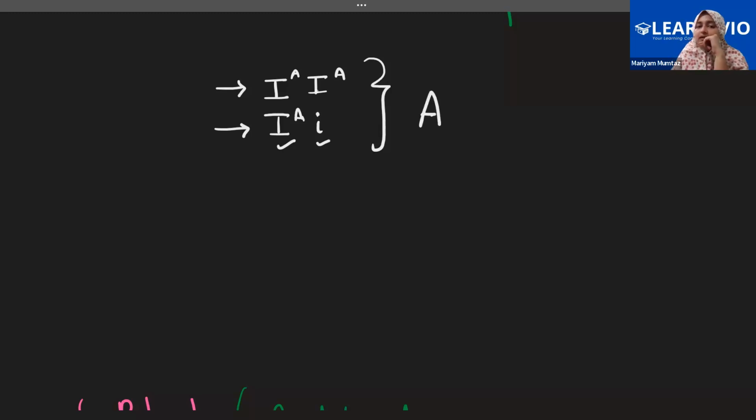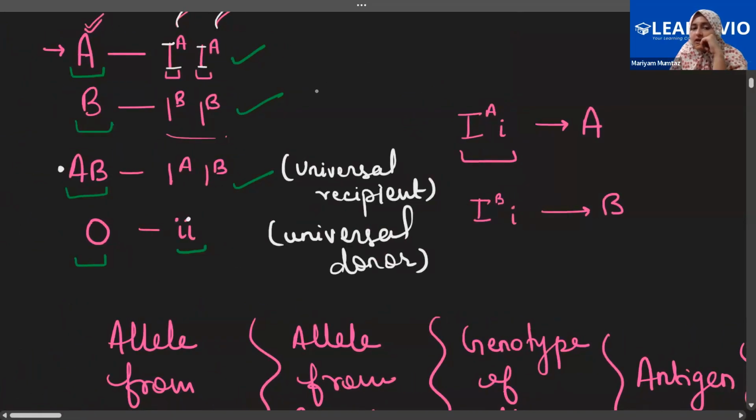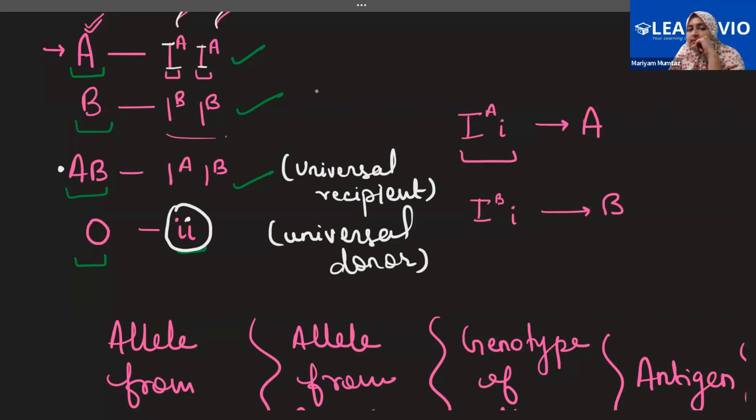Same goes for B, but the O, since it is small i, will express itself only in which condition, students? Give me the right name. O will express itself only in one condition. What is the name of that condition? Homozygous recessive. Homozygous recessive condition, right? Now, the AB, when one I gene is carrying the A antigen, and another I gene is carrying the B antigen, it will express as AB, because both of them will get expressed. Okay.